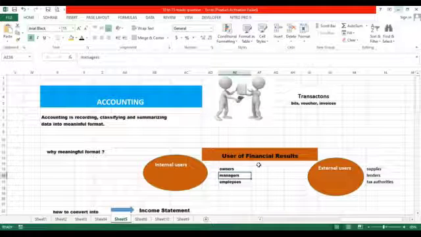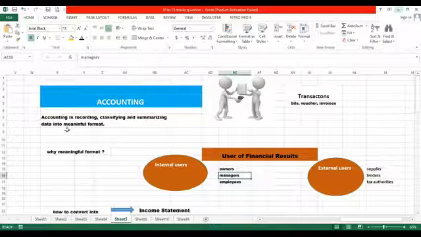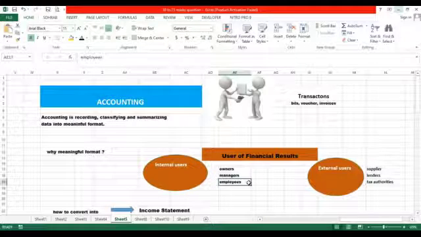Let's discuss how we summarize the data into a meaningful format and why we do it. Why do we summarize data into a meaningful format? Because it makes sense to the user of financial information, so that they understand it and make their decisions accordingly. So who are the users of financial information?